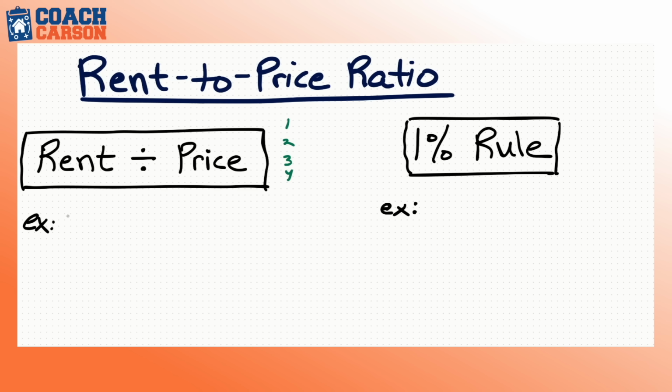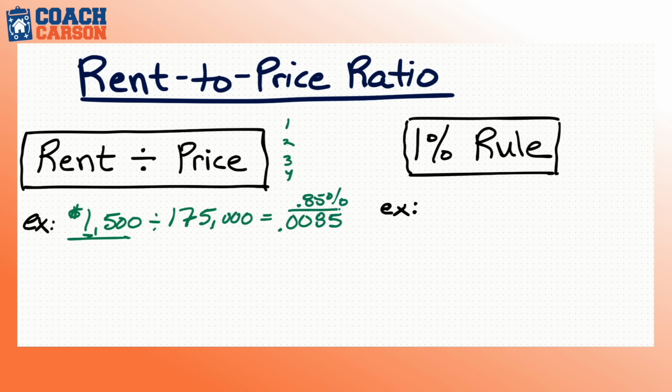Let's say you found a property and you're in a cash flow market. Maybe you're looking at Memphis, Tennessee, or somewhere in Ohio, and you find out that the property rents for $1,500, and you do an analysis of the value, and you figure out that it's valued, or maybe the list price is at $175,000. So you just take $1,500 divided by $175,000, and you get 0.0085 or 0.85%. So you would say the rent to price ratio is 0.85%.